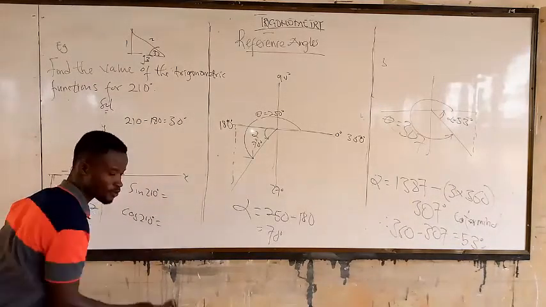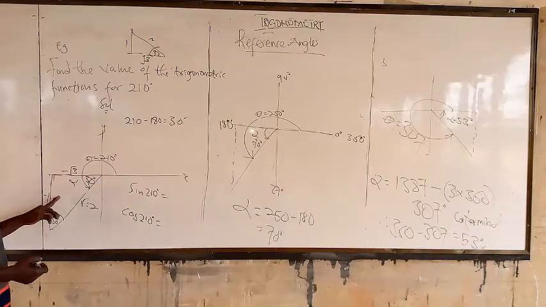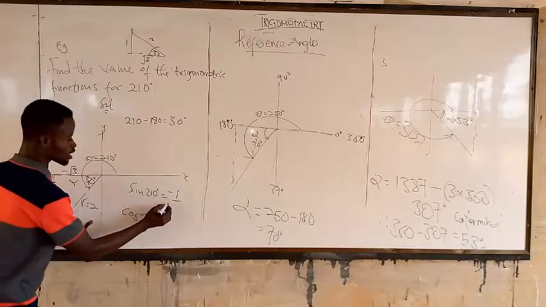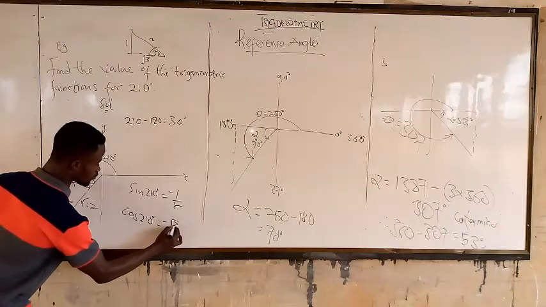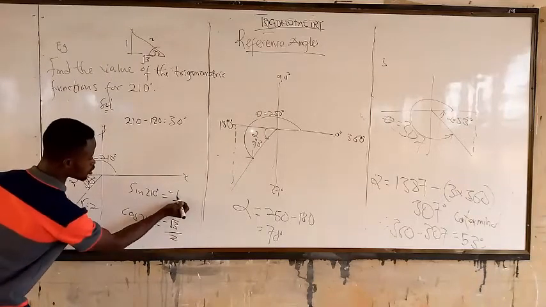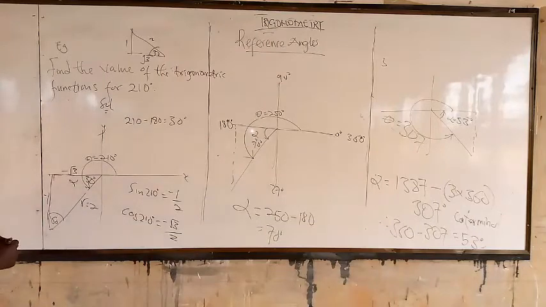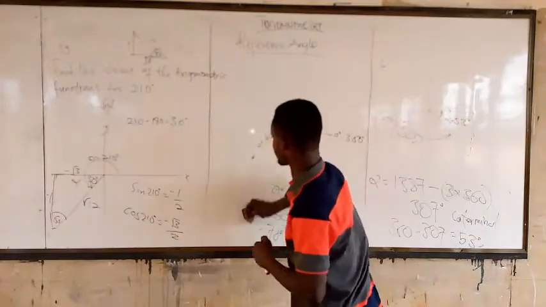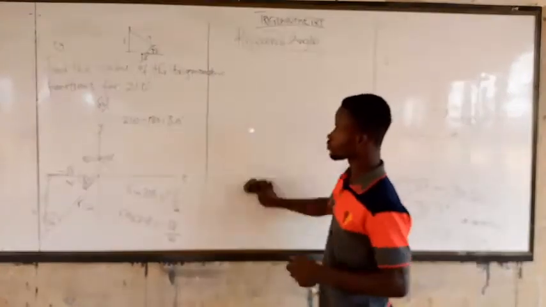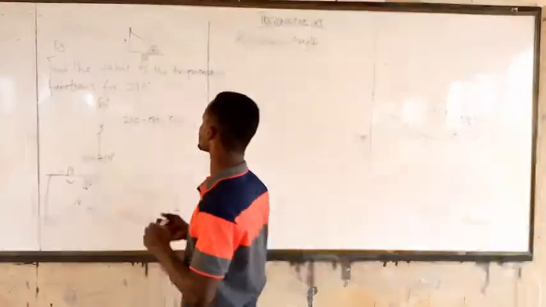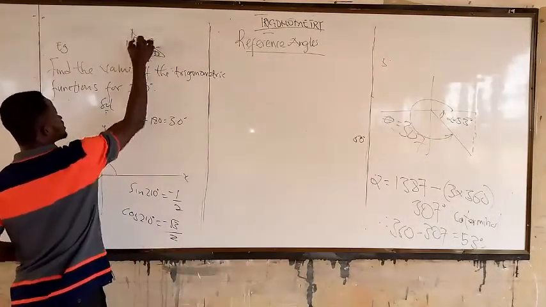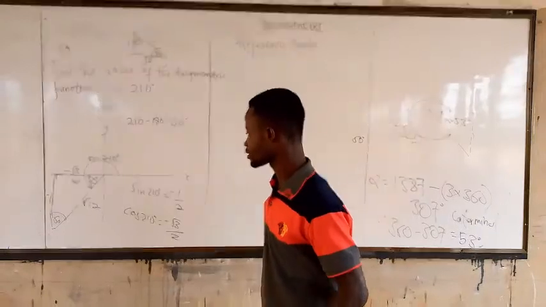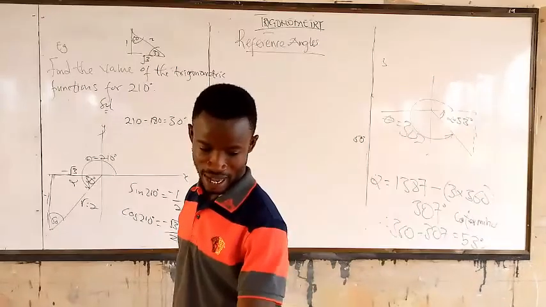So for sine 210, we are going to get opposite, negative 1 over the hypotenuse. And cos is negative square root of 3 over the hypotenuse, which is 2. Alright, good. So look for the rest. Sorry for that. Look for the rest. Because we are having here 30 and here what? 60. Okay. Very good. Alright. So you can go for the rest.